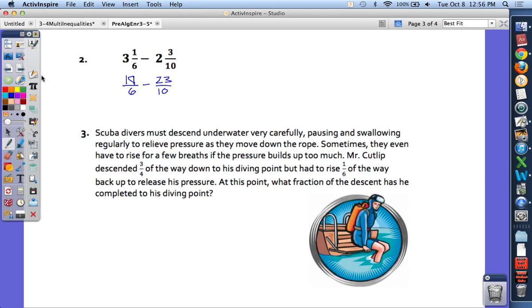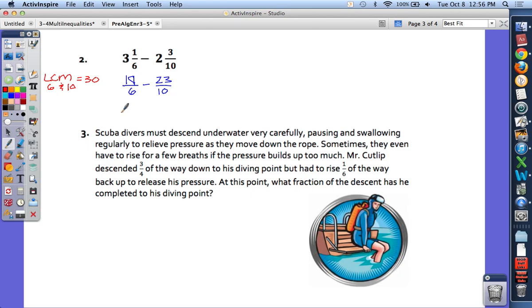What is the LCM of 6 and 10? Think about the multiples: 6, 12, 18, 24, 30. 30 is where 6 goes into 30, and 10 also goes into 30. So 30 is going to be your lowest number.